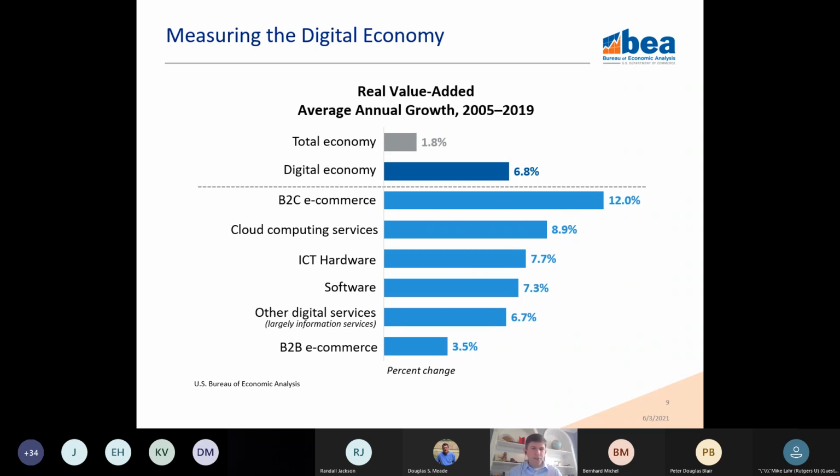In real terms, business to consumer e-commerce has experienced the fastest growth, about a 12% increase at an average annual rate. Cloud computing is second there at 8.9%, and of course it ranges all the way down to business e-commerce, which grew at about 3.5%. Okay, so that's the digital economy.